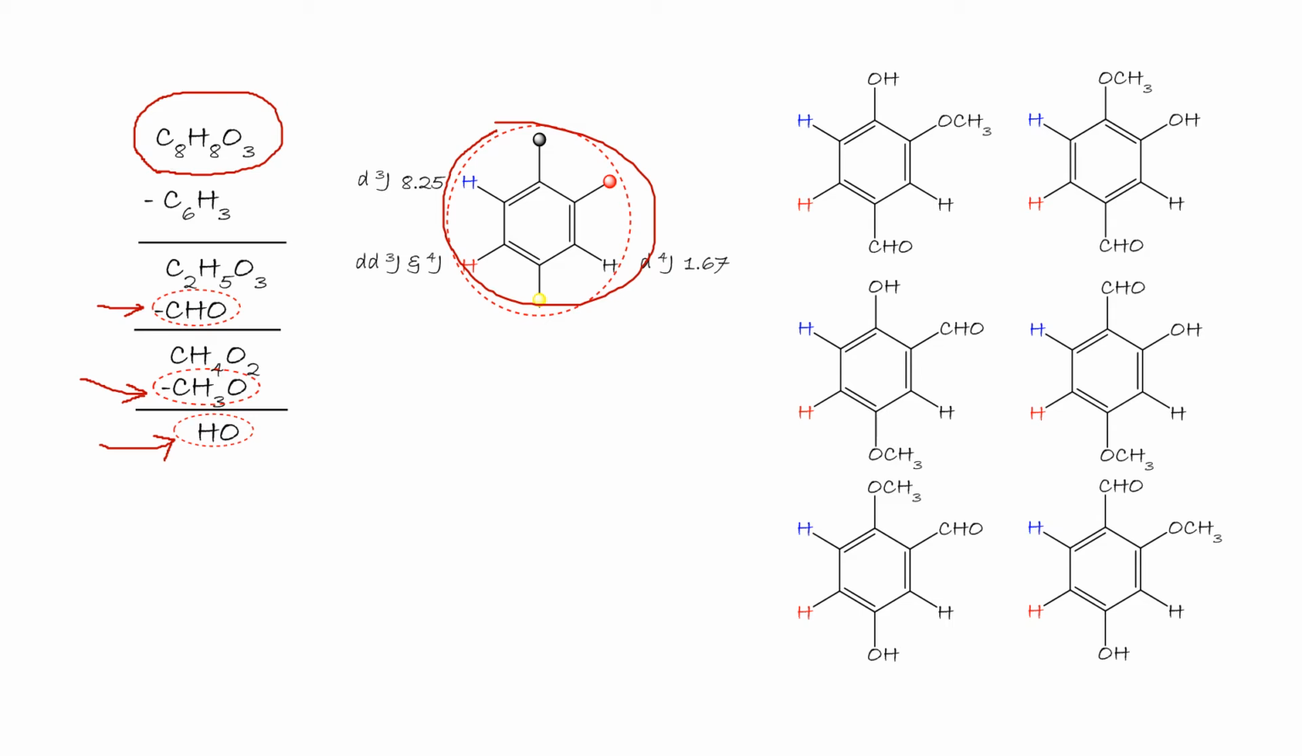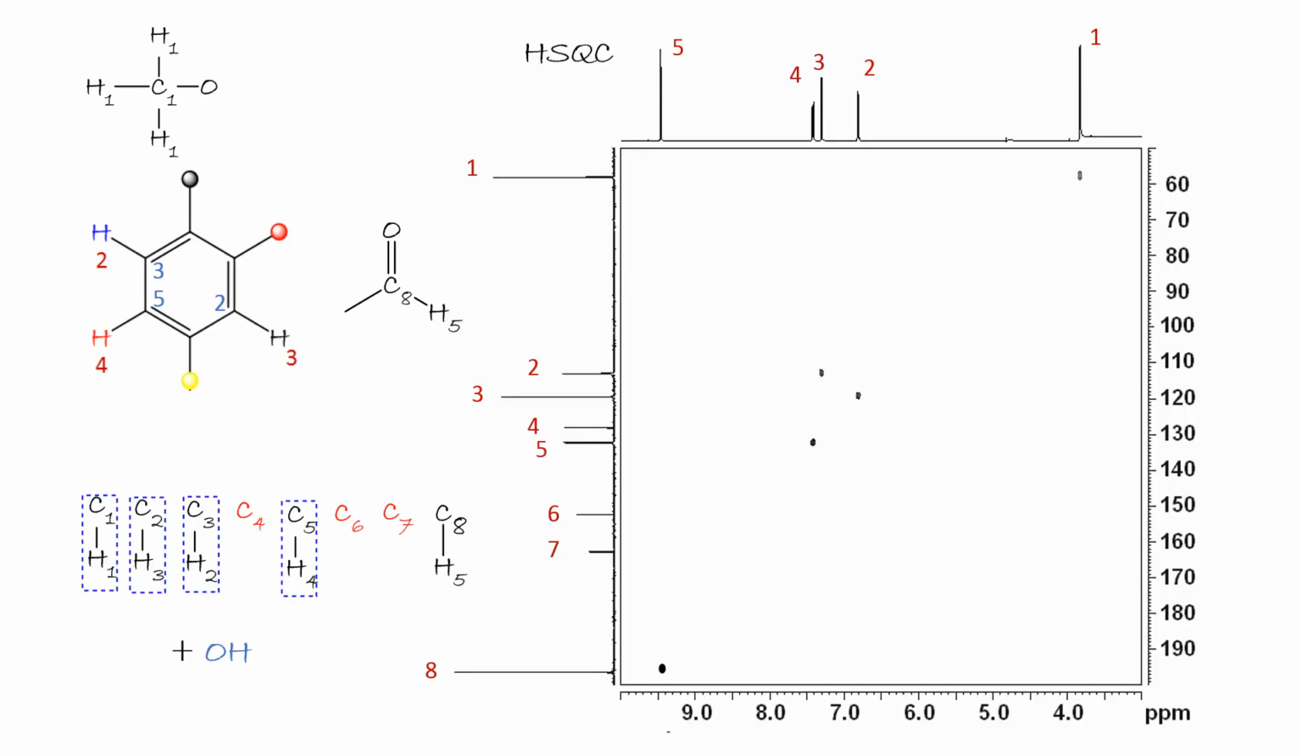So how many fragments do we have? 1, 2, 3, and 4. How can we connect these together? There are a lot of possibilities that we can draw for the structure. But which one is correct for our compound? How can we assign the correct one?